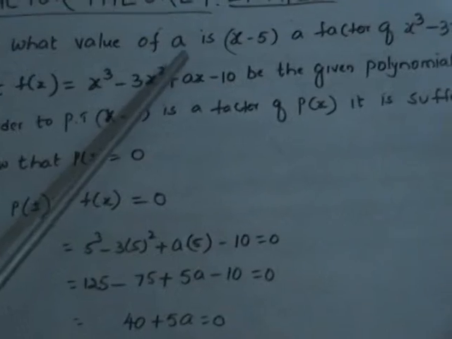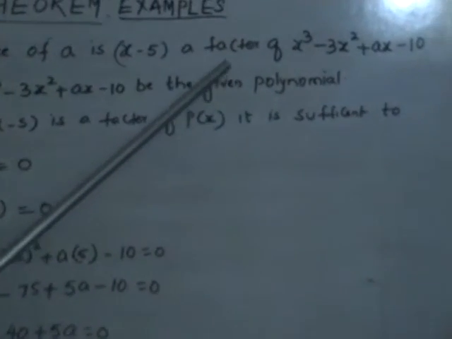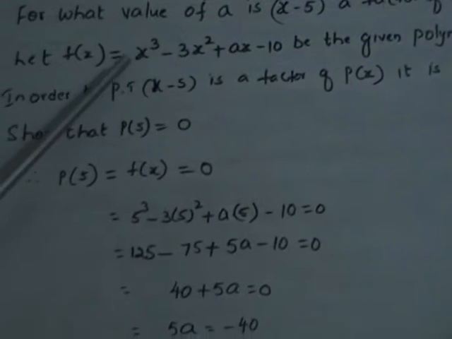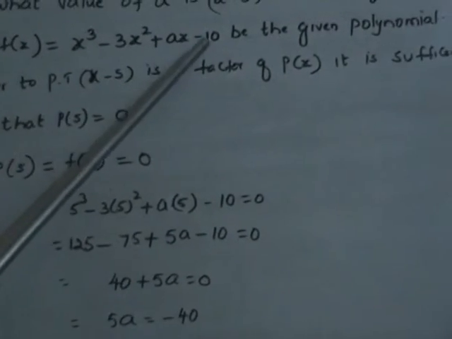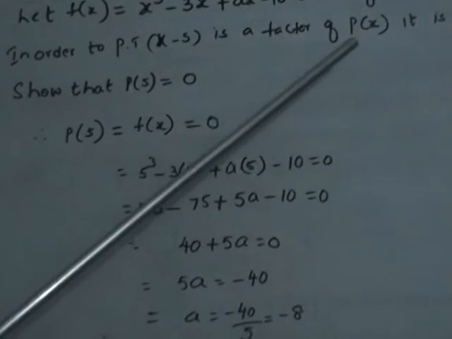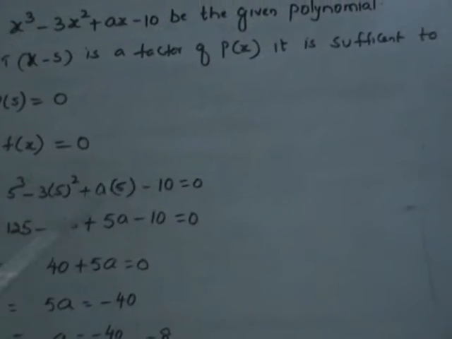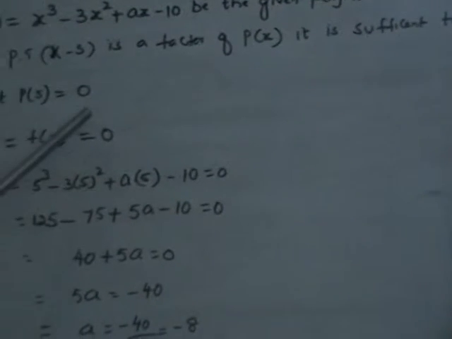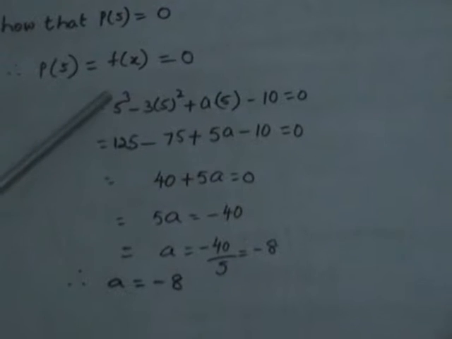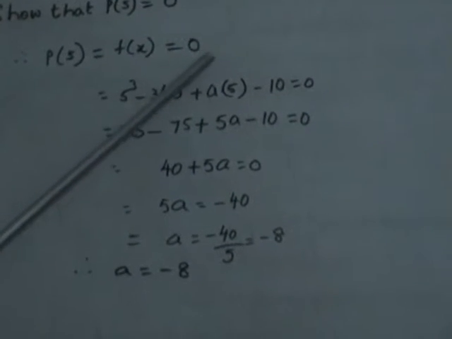For what value of a is x minus 5 a factor of x cube minus 3x square plus ax minus 10? Let f of x be x cube minus 3x square plus ax minus 10 be the given polynomial. In order to prove that x minus 5 is a factor of f of x, it is sufficient to show that f of 5 is equal to 0.